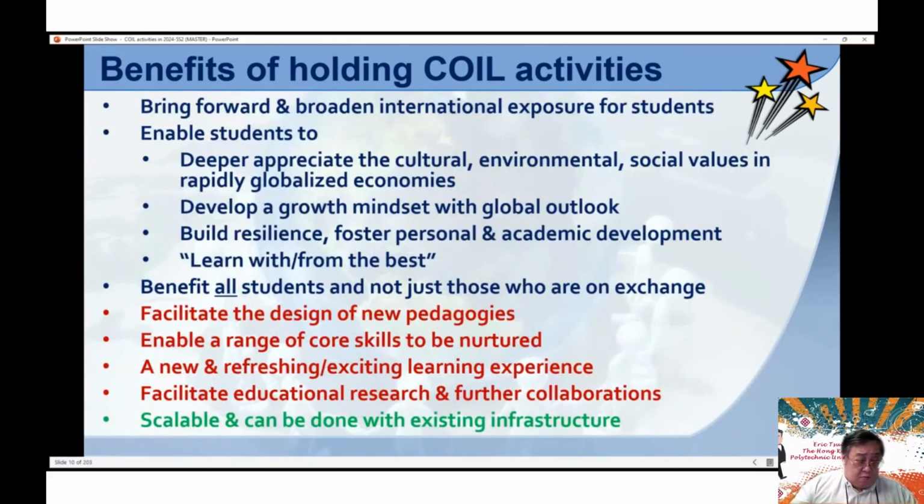So more specifically, COIL brings broader international exposure for students and teachers as well. It enables students to deepen appreciation of the cultural, environmental, social values in rapidly developing globalized economies. It enables students to develop a growth mindset with a global outlook. Who doesn't want it? Extremely valuable skill, right? To build resilience, foster personal and academic development, and expand intercultural knowledge. And if you partner with universities that are at the forefront, your students could be learning together with the bright brains of the world.